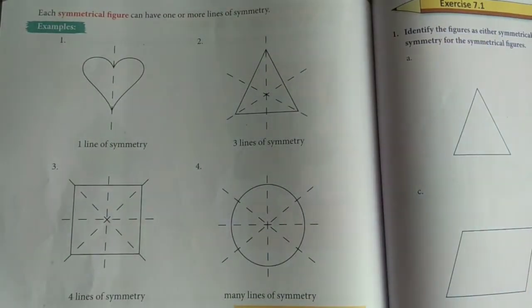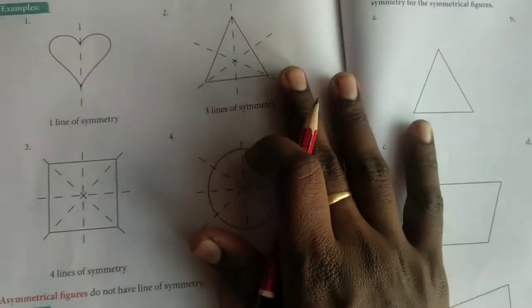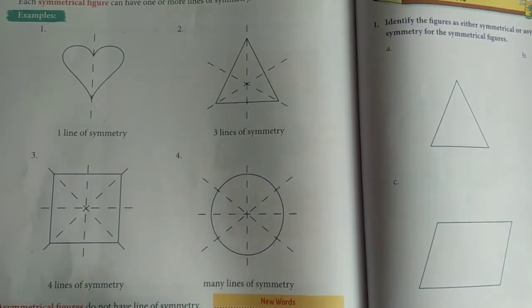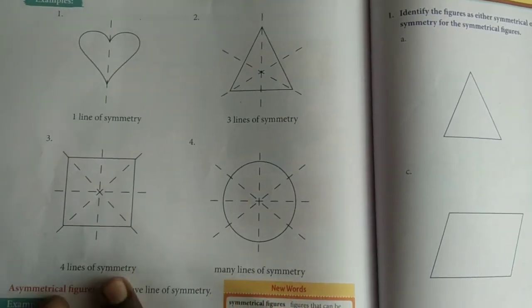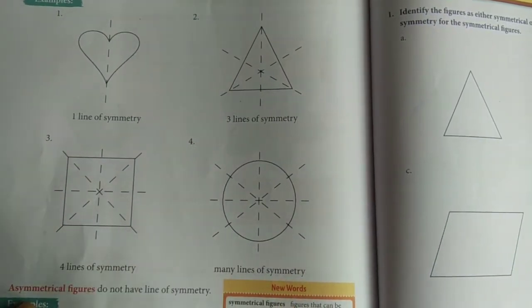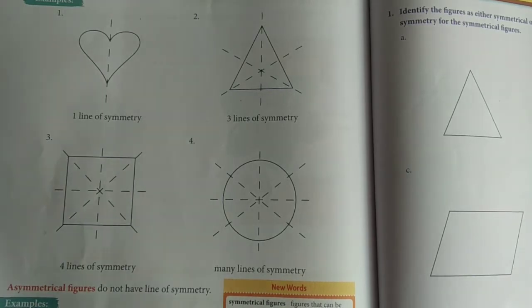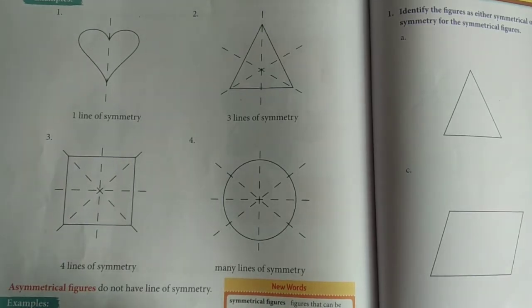This triangle contains 3 lines of symmetry. A square contains 4 lines. So what does symmetry mean? Don't get confused in that. What is a line of symmetry? A line in the center that divides the object into equal halves.